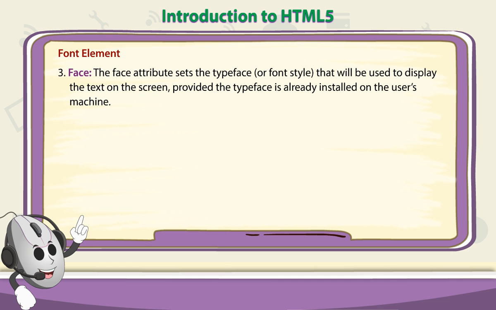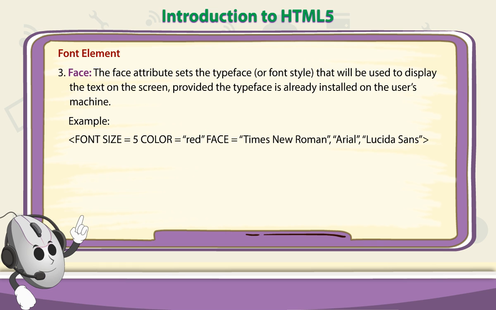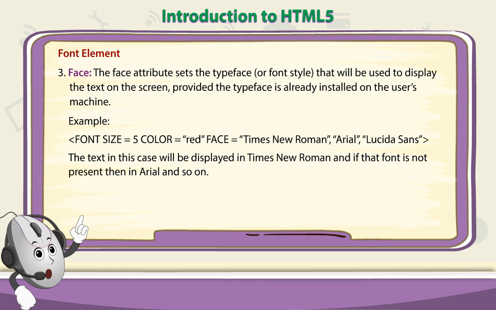3. Face. The face attribute sets the typeface or font style that will be used to display the text on the screen, provided the typeface is already installed on the user's machine. Example, font size equal to 5, color equal to red, face equal to Times New Roman, Arial, Lucida Sans. The text in this case will be displayed in Times New Roman, and if that font is not present, then in Arial, and so on.